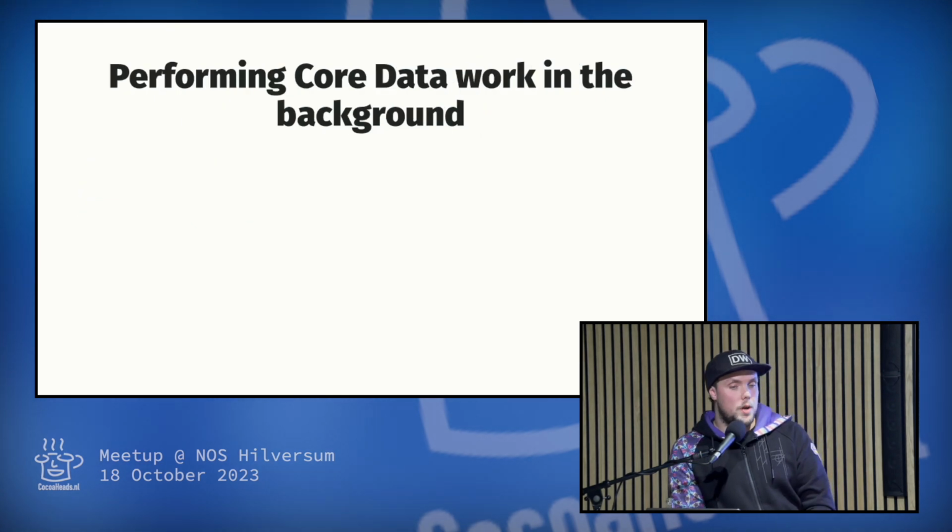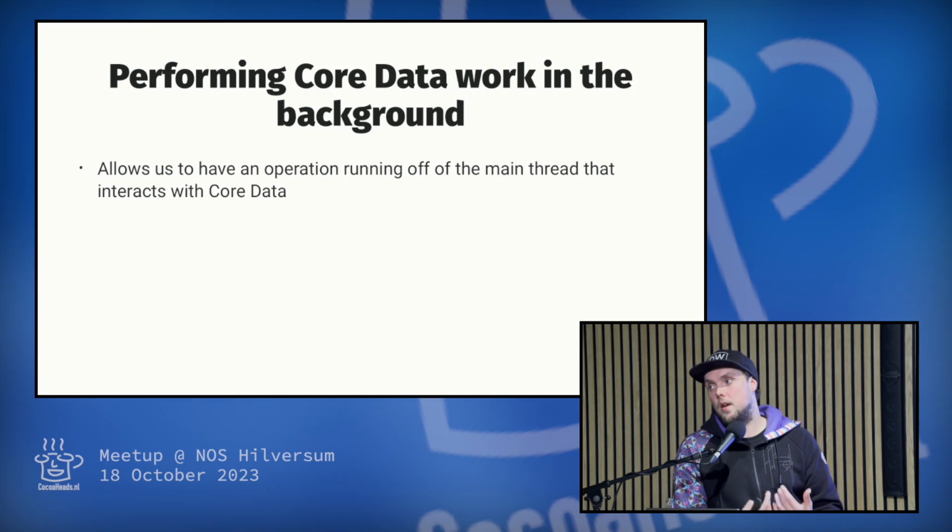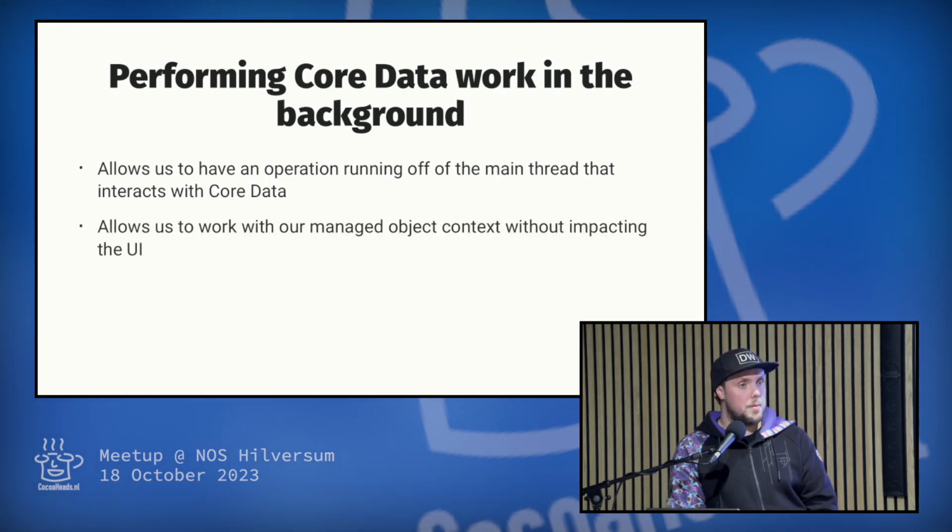So if we perform core data work in the background, why would we create that separate managed object context? Well, first of all, if we want to have an operation that runs off of the main thread and interact with core data, we have to have a managed object context that is compatible with this. If we use the view context, we must interact with core data on the main thread, because that's what the view context is hard linked to. It allows us to work with a managed object context without impacting UI.